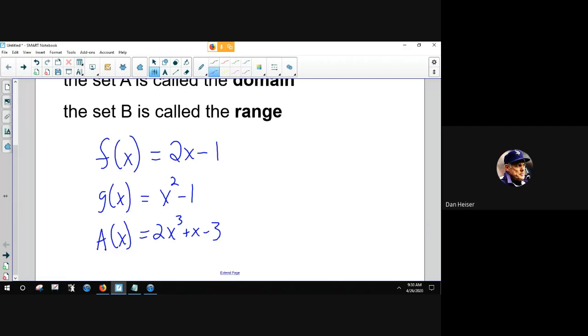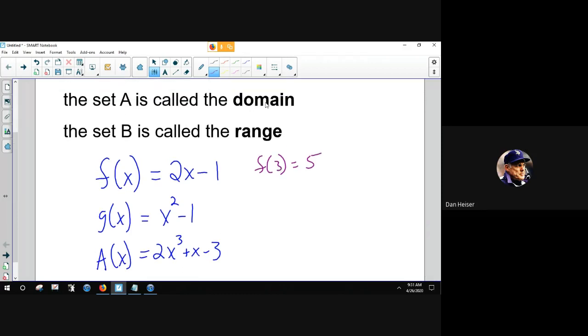So let me go back to f of 3 briefly. F of 3. Said that was 5. 3 is in this domain. 3 is in the domain. It's what was inside the parentheses. Think of the parentheses as the domain. Think of this as the range. Another way I can express this, when x equals 3, f of x equals 5.